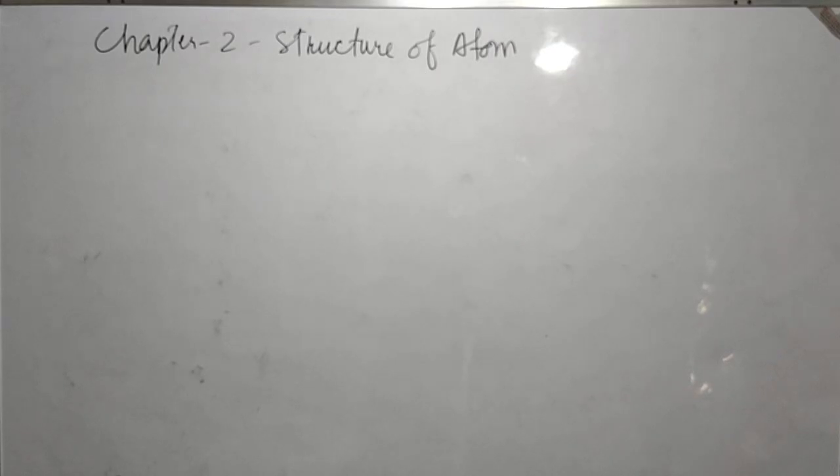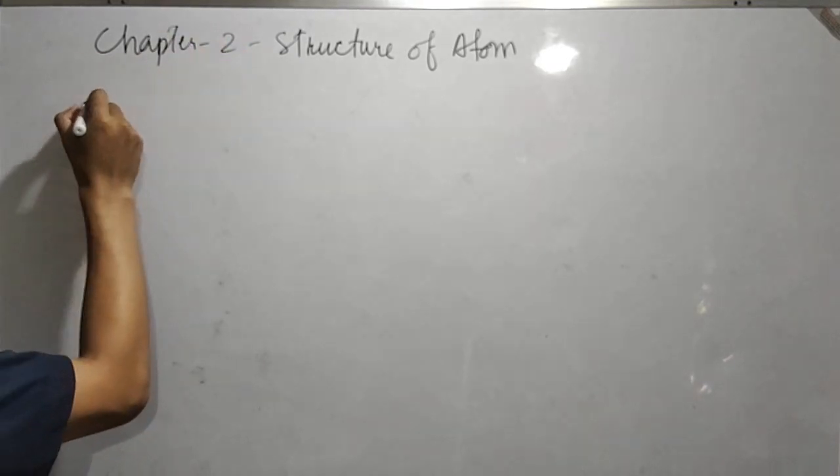Quantum numbers give you information about the state of an electron. They describe the energy level, the subshell, the angular momentum, the orientation, the magnetic property, and also the spin of an electron. So the first one we have is the principal quantum number.